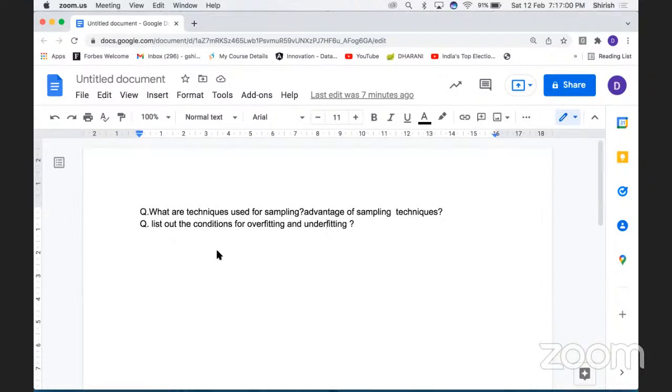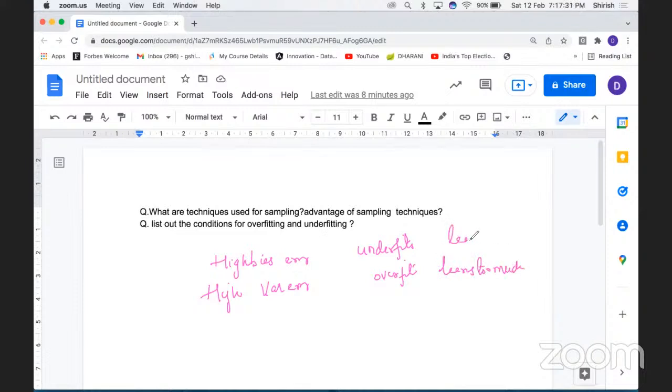right? Any model with high bias error underfits the data. It will underfit the data and make very, very simple assumptions on it. But when you have high variance error, right, it overfits the data. It learns too much. Here it learns less.